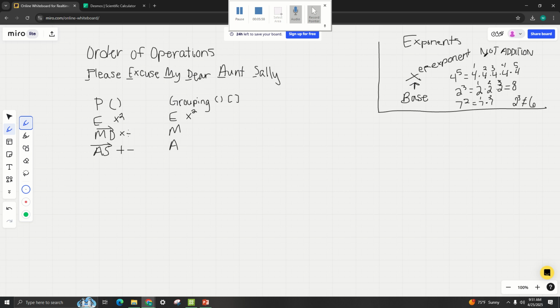I do not want to see you adding when there's exponents in my class. I will firmly and gently tell you that we are not adding, we're going to be multiplying. So no worries if you forget, I'm here to remind you. So E, that stands for exponent.